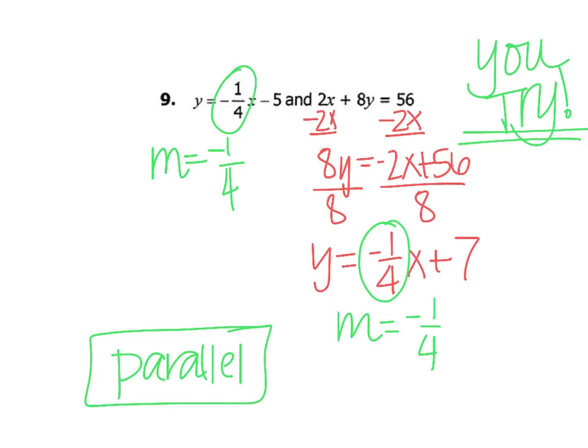All right, so you should have gotten that these lines were parallel because they have the same slope. The first one was already in slope-intercept form, so we can easily identify that the slope is negative 1/4. Then over here, it was in standard form, so we had to convert it to slope-intercept form. So we subtract 2x from both sides, divide by 8, we get y equals negative 1/4 x plus 7. So therefore the slope is negative 1/4. They have the same slopes, so therefore these lines are parallel. If you have any questions, call me over. Otherwise, let's move on.